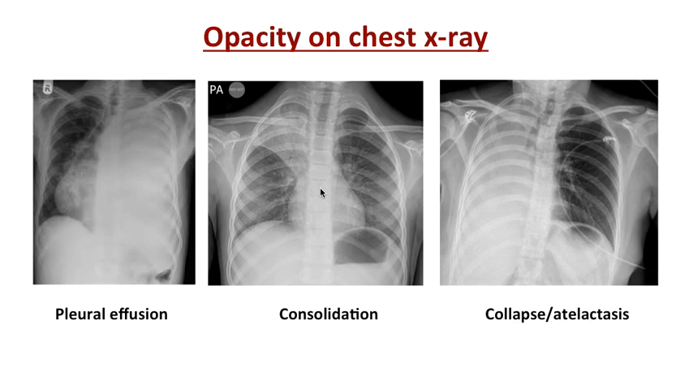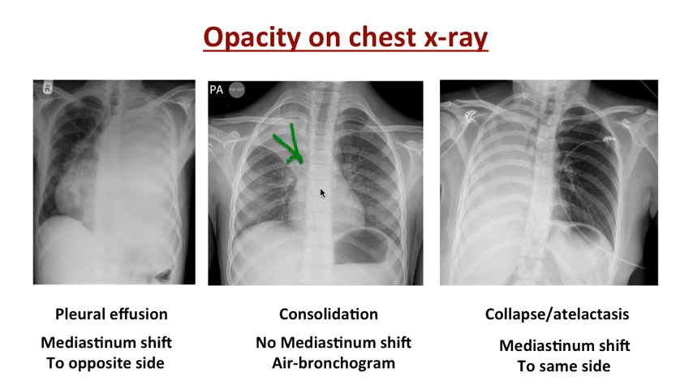Another important feature of a consolidation is that you can see air bronchograms, right? So you can see these are the air bronchograms present in the consolidation. So these are the air bronchograms.